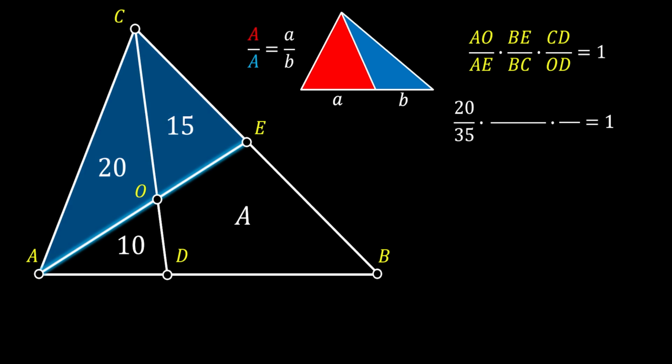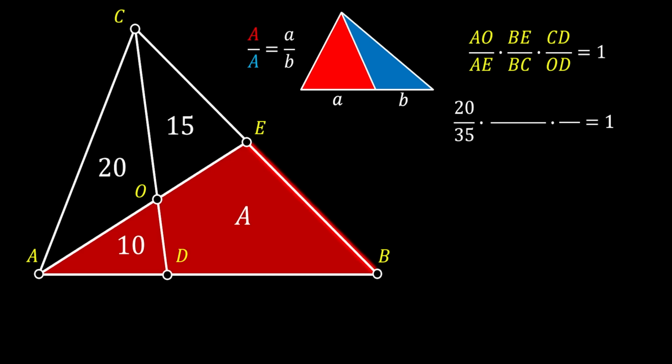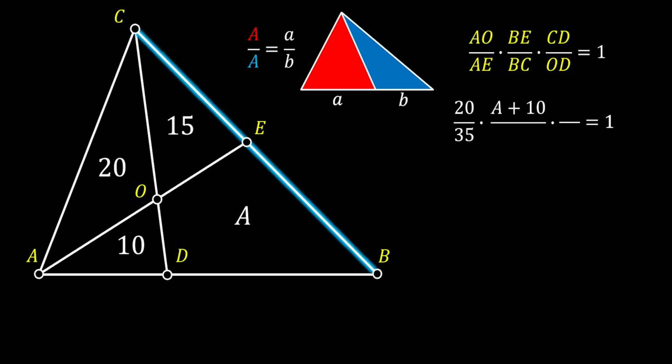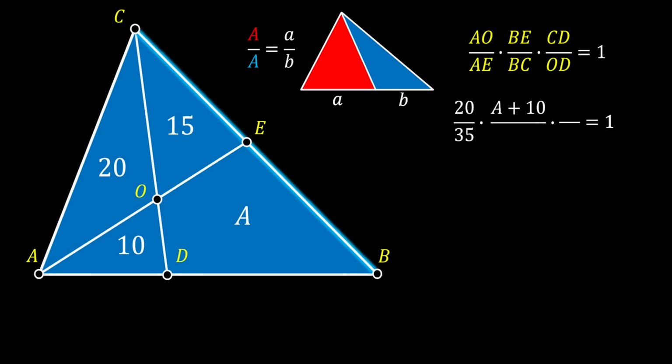If you have a look at the line BE next, you can see that it is the base of the triangle AEB. So we can write this area as A plus 10. Next, we will take a look at the line BC, which is actually the base of the whole triangle ABC, which has the overall area of A plus 45.